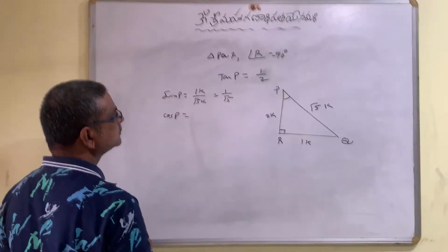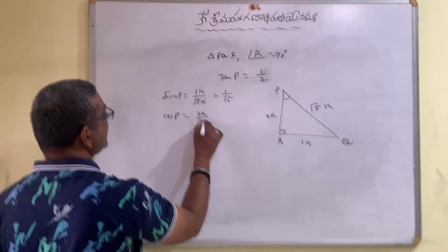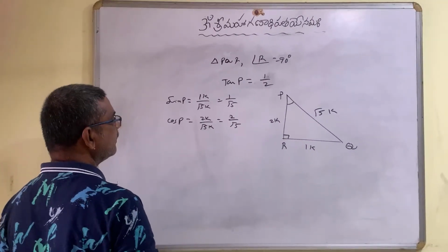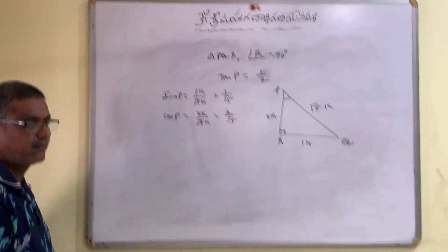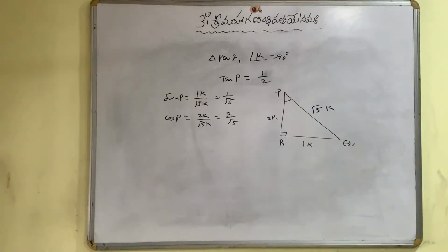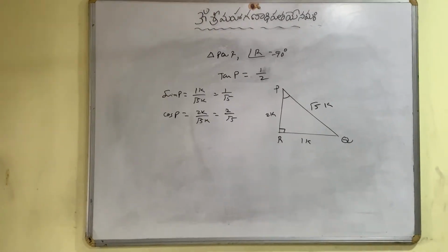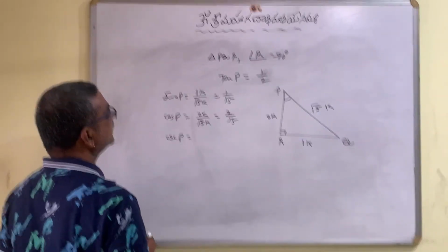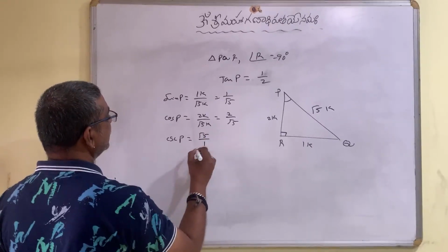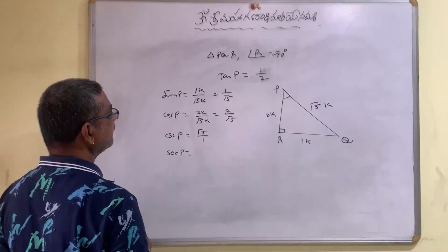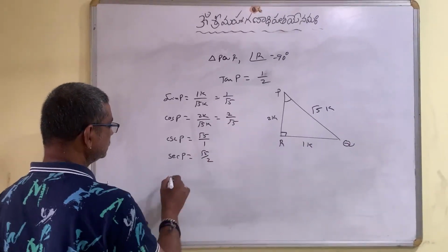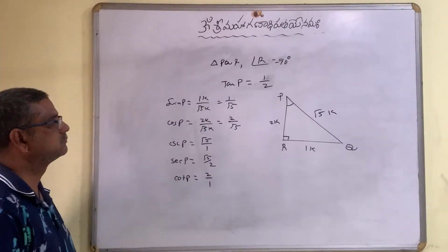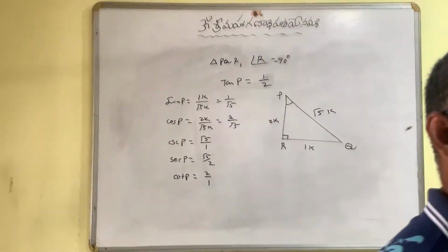Cos P is 2k by root 5k, 2 by root 5. Now we have all the three, sin P, cos P, tan P. Now cosecant P, root 5 by 1. Secant P, root 5 by 2. Cot P, 2 by 1.